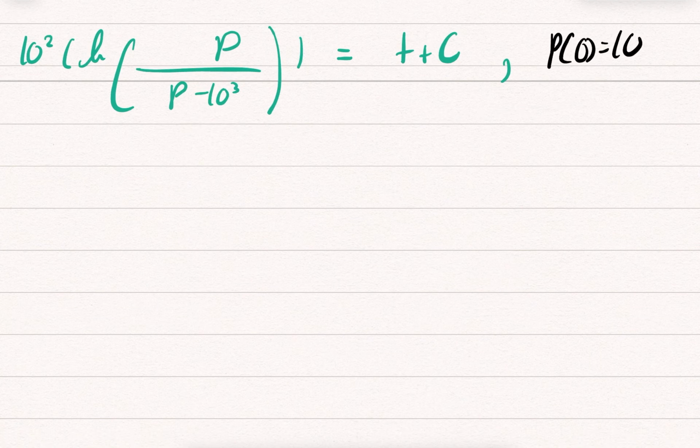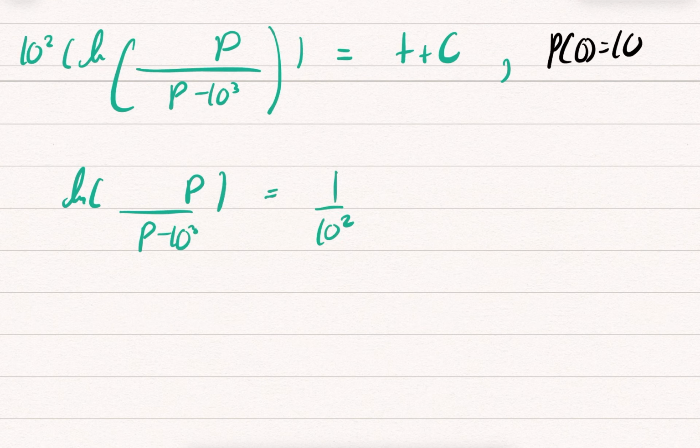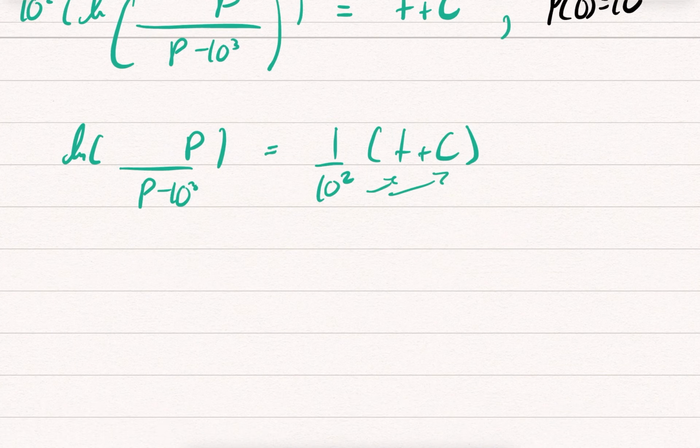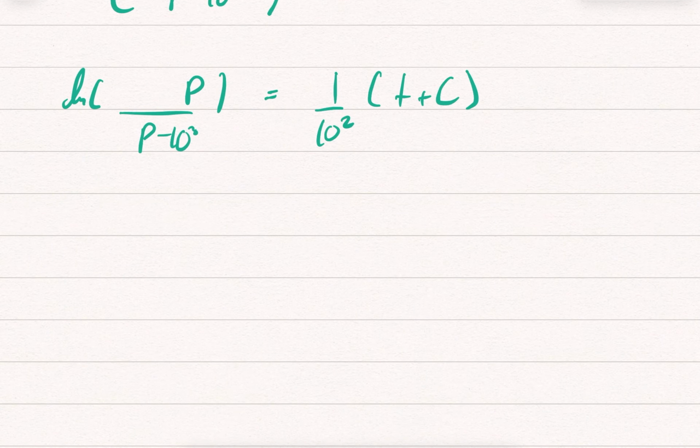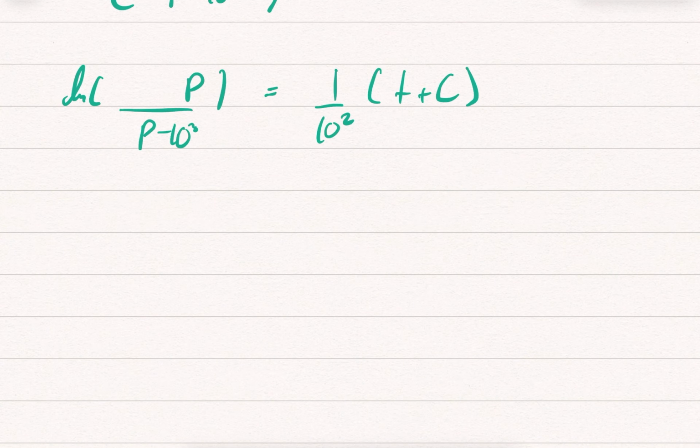Now this is where you got to pay attention with me really quick. So what I'm going to do is I'm going to get rid of this 10 squared. Okay? So I'm going to have ln of p over p minus 10 cubed equals 1 over 10 squared times t plus c. And that gets distributed out per the usual, but you'll see what I'm going to do here. So I'm going to bring this all up to a power of e, just to isolate.